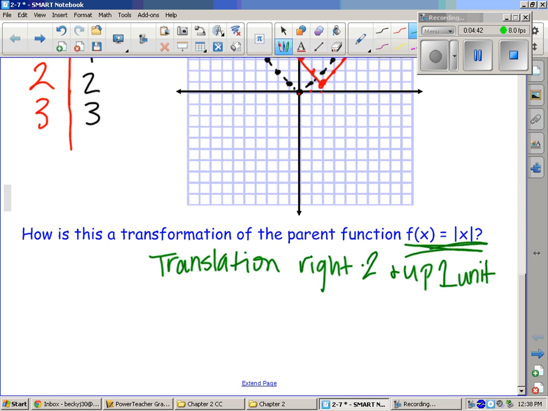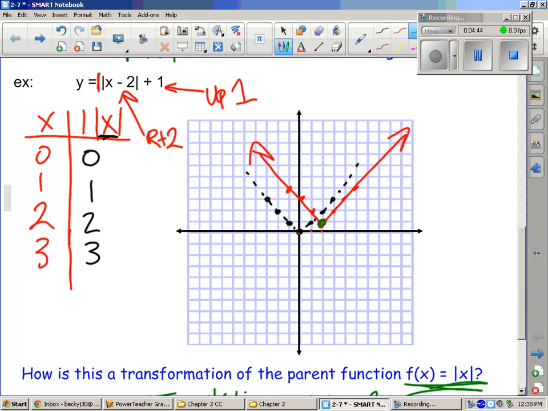If they ever ask about your vertex and your axis of symmetry, your new vertex, since it went to the right, the new x value is 2, the new y value is 1, and your axis of symmetry now is not on 0 anymore. It's going through this number, x equals 2.